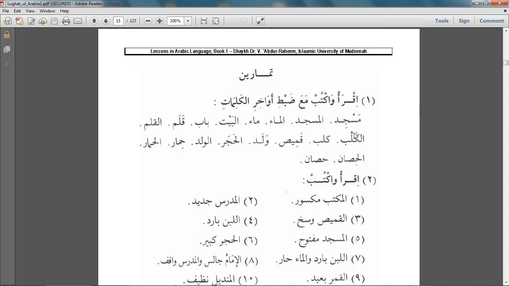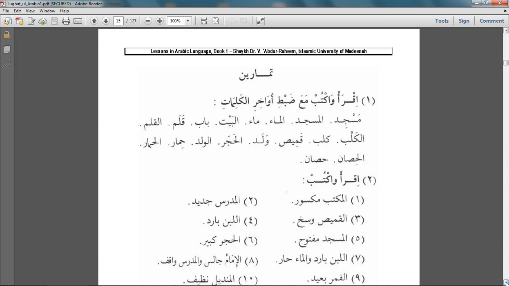So, masjidun, al-masjidu. Al-ma'u, ma'un. Al-ma', the water, ma'un, water. Al-baytu, babun, qalamun, al-qalamu, al-kalbu, kalbun, qamisun, waladun, al-hajaru, al-waladu, himarun, al-himaru, al-hisanu, hisanun. So you should be able to differentiate now between alif lam and without alif lam.